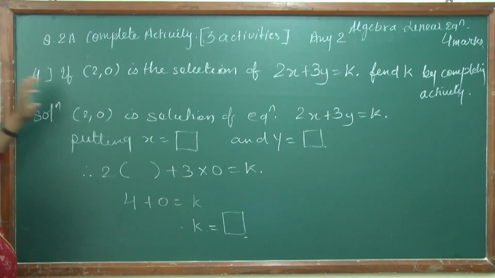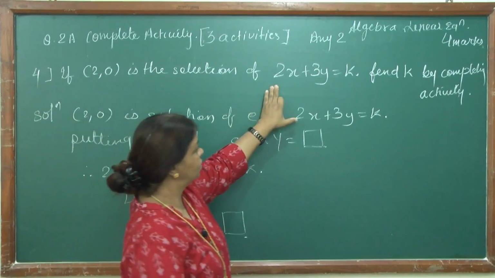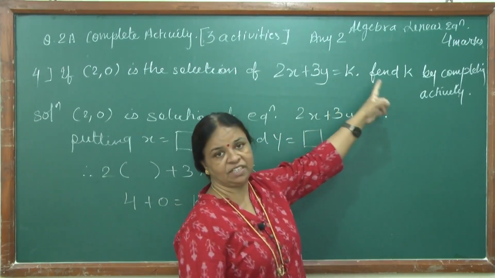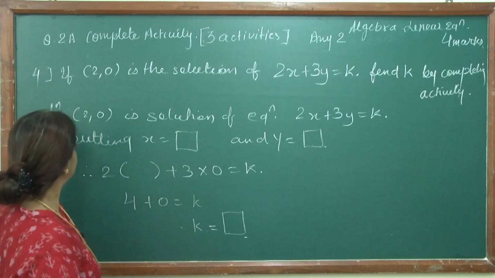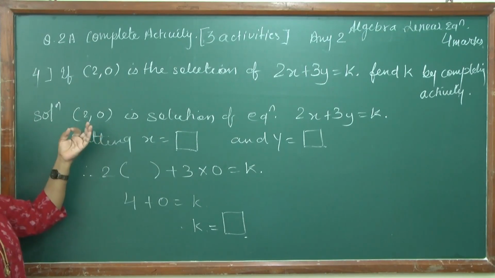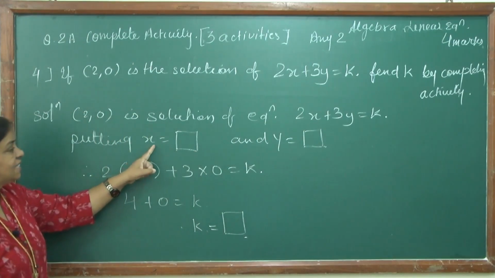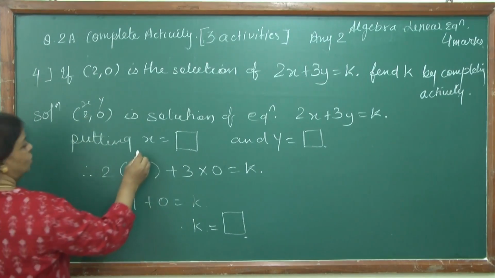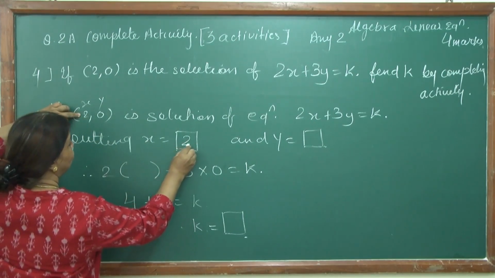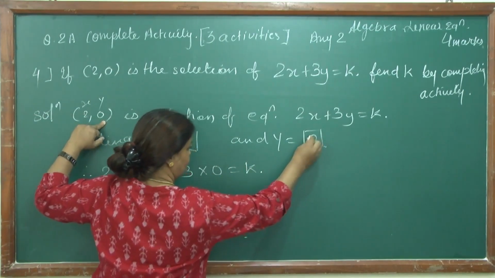Activity number 4, it's given (2, 0) is the solution of this equation, 2x plus 3y is equal to k. Find the value of k by completing the activity which is given on the board. See, (2, 0) is the solution of this equation. So we have to place x is equal to, always remember, this is x and this is y. So x is equal to 2 and y is equal to 0.